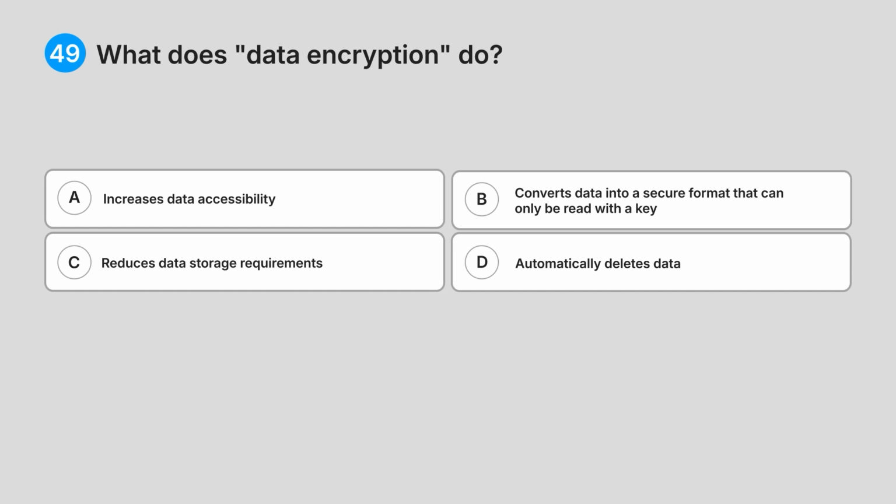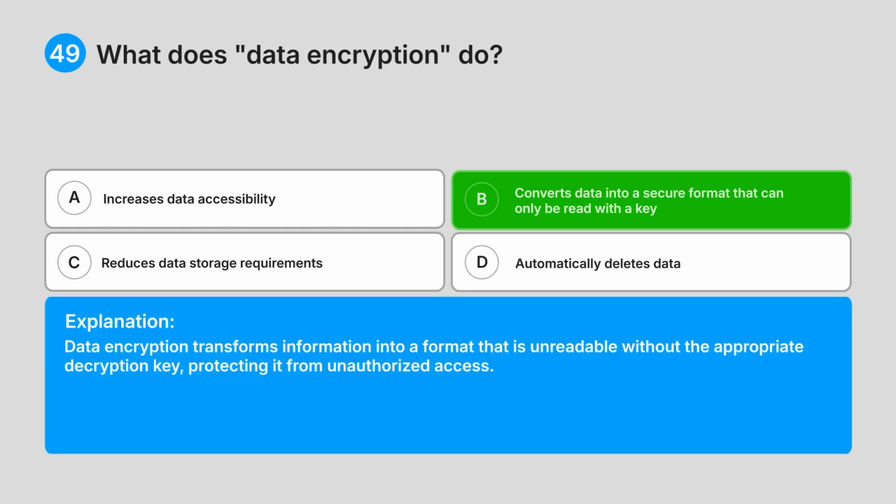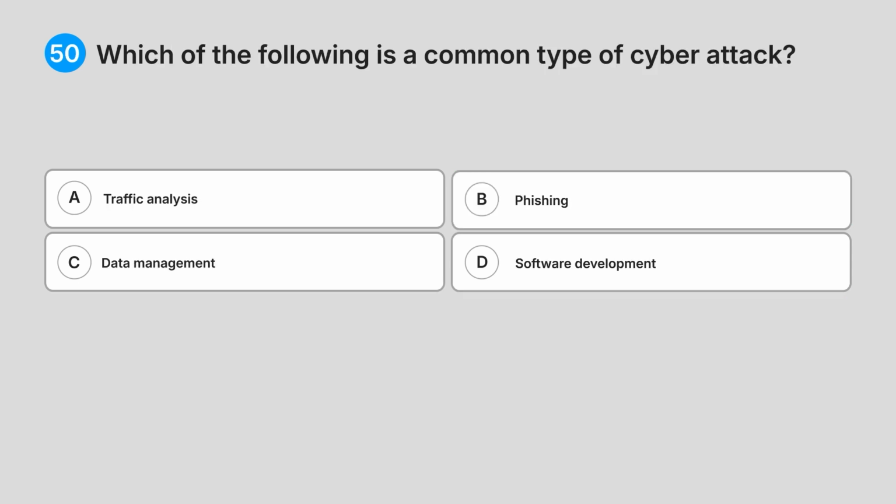Correct answer: B. Converts data into a secure format that can only be read with a key. Explanation: data encryption transforms information into a format that is unreadable without the appropriate decryption key, protecting it from unauthorized access. 50. Which of the following is a common type of cyber attack?